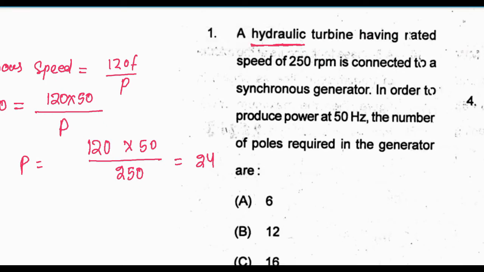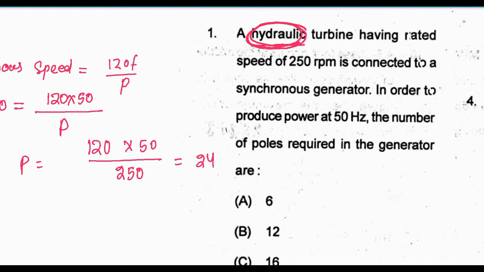the first question, number 1: a hydroelectric turbine having rated speed of 250 rpm is connected to a synchronous generator. In order to produce power at 50 Hz, the number of poles required in the generator are. So here, given that a hydraulic turbine, this is not hydraulic, this is hydroelectric turbine. Hydroelectric and hydraulic are two different things. So this is hydroelectric turbine having rated speed of 250.